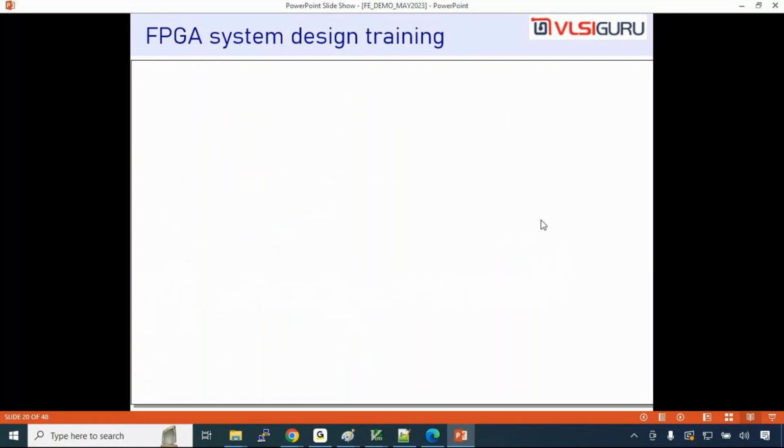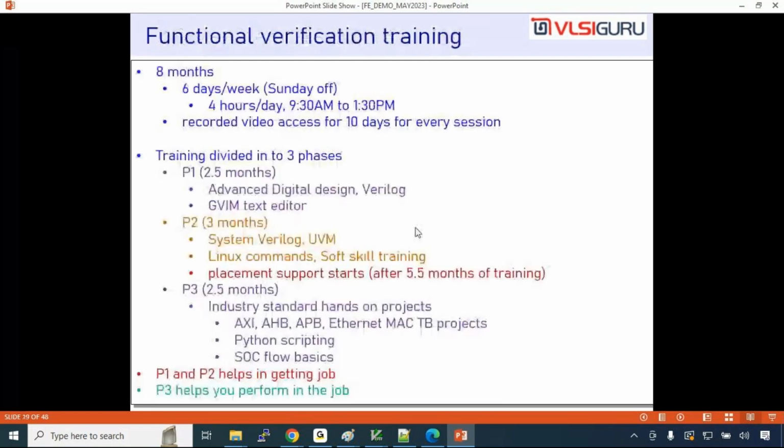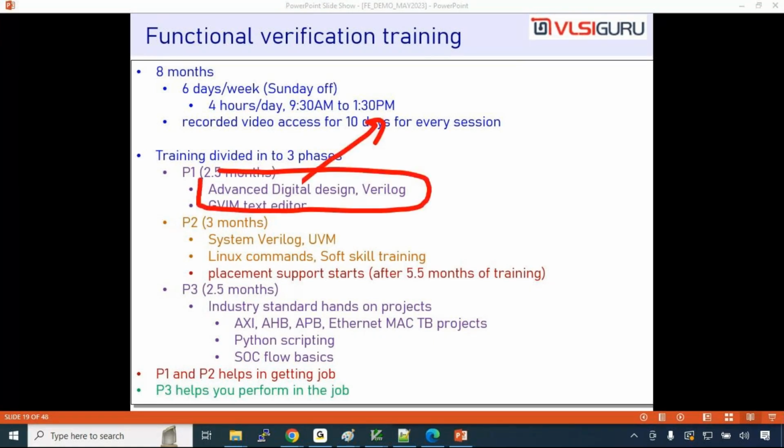Other trainings are also planned in the same manner. We generally divide the training into 3 phases. During each phase, we conduct an evaluation test. Let's say during this phase, we'll be conducting a test for advanced digital design. We'll be conducting the test for Verilog. If the person doesn't do well, I mean very poorly, then we make them repeat the course.